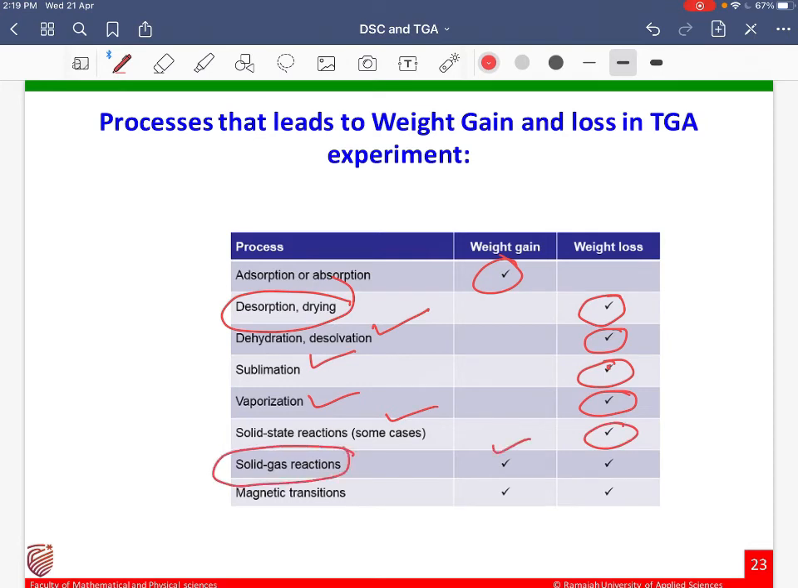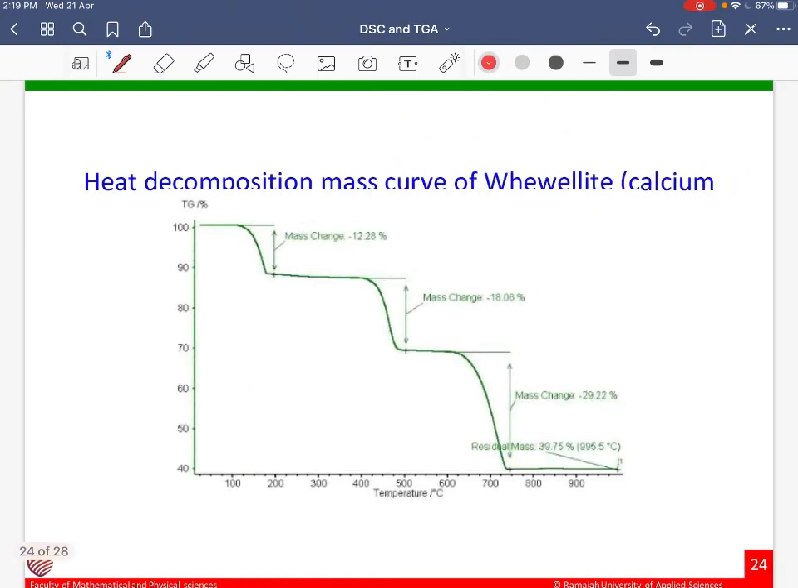Solid-gas reaction: both can occur. Some reactions will lead to weight gain, and some reactions will lead to weight loss. Magnetic transition, same thing: some can lead to weight gain and some can lead to weight loss. So these are the processes that can happen to the sample when we allow the sample to undergo a TGA analysis or TGA experiment. So this is an example of a calcium-based compound, which is Vaterite.